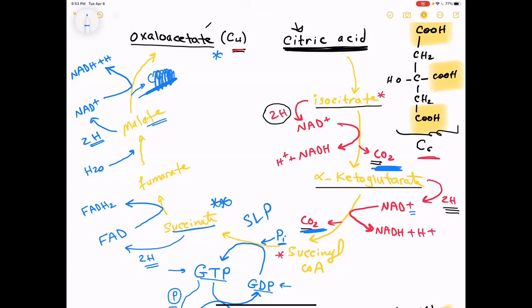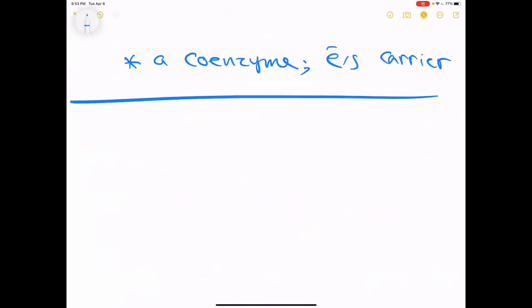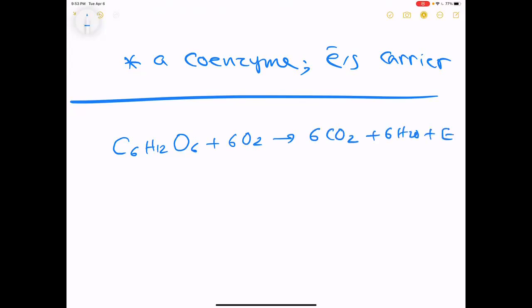There is no such thing as CO2 being released here. This is garbage. But how do you know? Because you know the main reaction of cell respiration: C6H12O6 plus 6O2 into 6 CO2 and 6 H2O, plus E for energy. I'm expecting 6 CO2. I don't have more than 6 because once I take all the hydrogens, I will have only 6 CO2 left.